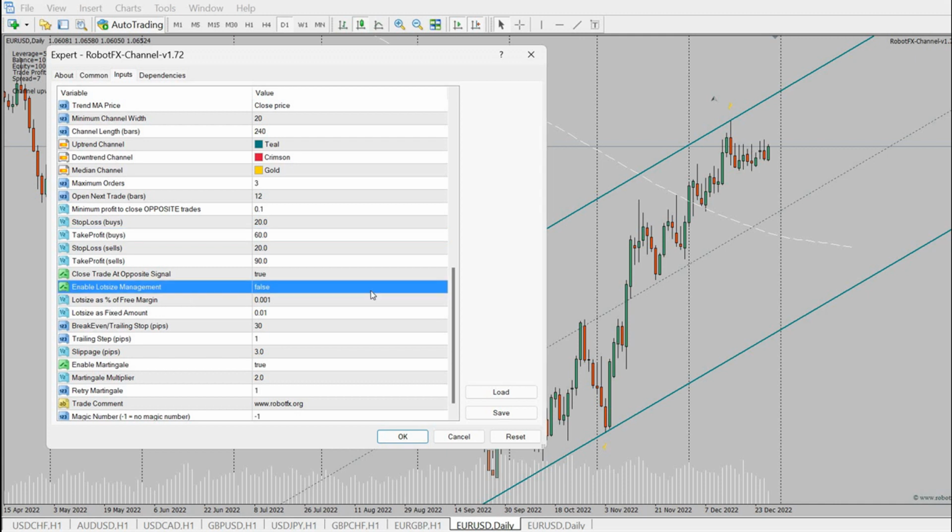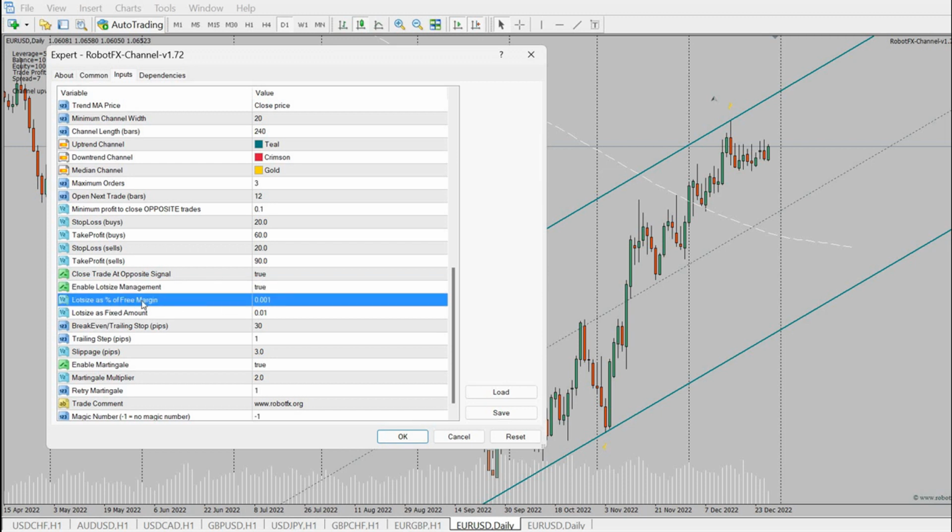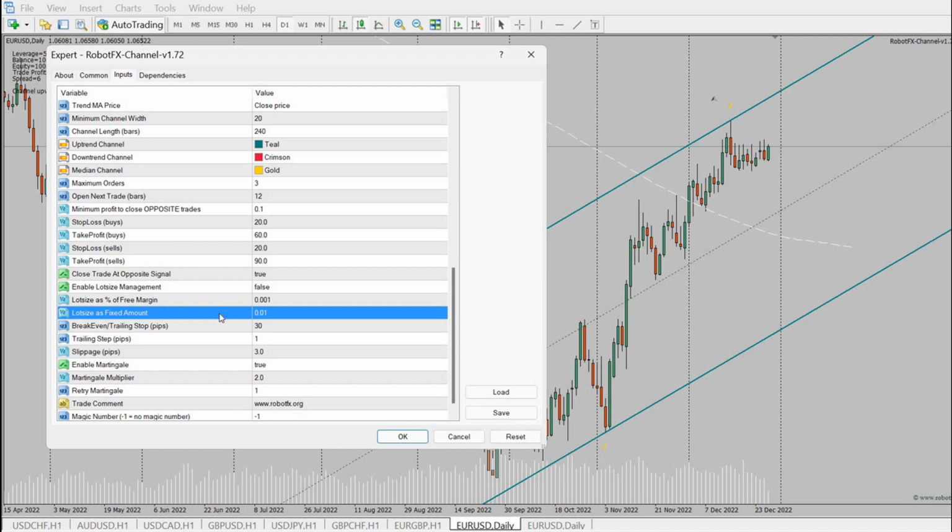After that, we have the possibility to enable or disable the lot size management. By having the lot size management set to true, which is enabled, we instruct the expert advisor to use as lot size a percentage of the free margin, which can be set in the next input, this one. Lot size as percentage of free margin in this example is 1/1000, 0.001. If you don't want the expert advisor to automatically calculate the lot size, just disable this. The expert advisor will use this lot size right here, the fixed amount.